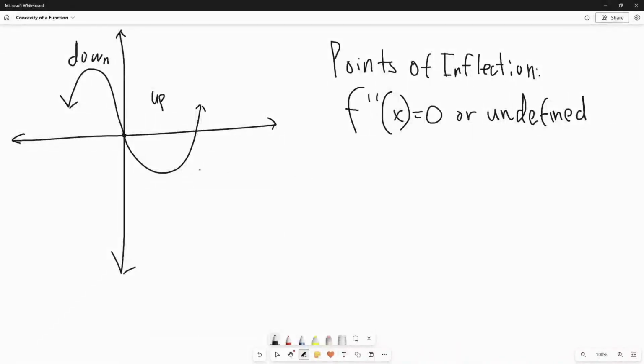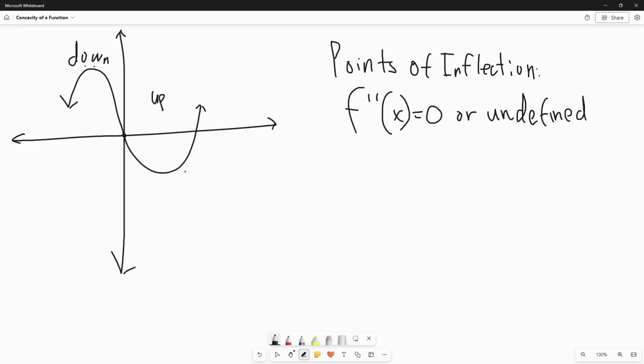So let's say we have this graph right here. For all of the x values before 0, the graph is concave down. And you might have learned before that if the graph makes a frowny face, like this, then it's concave down, and if it makes a smiley face, then it's concave up.